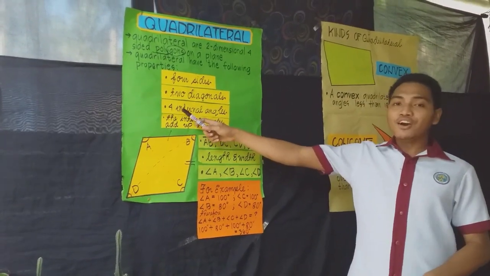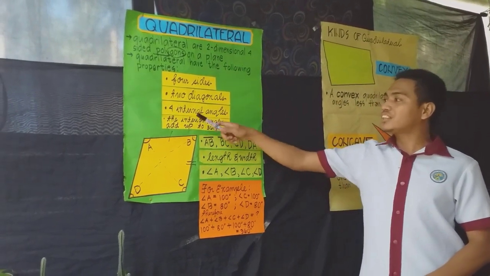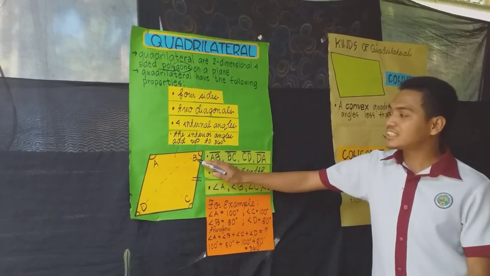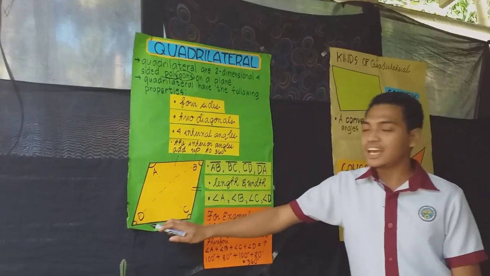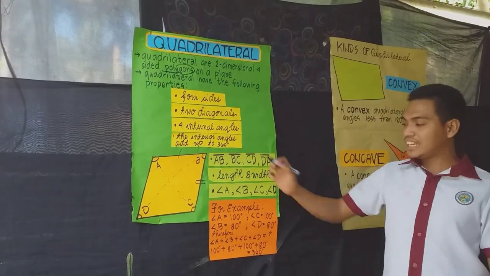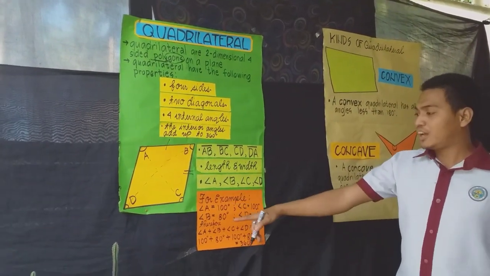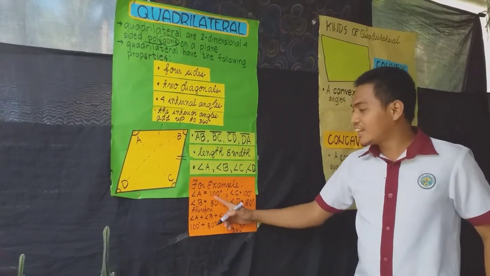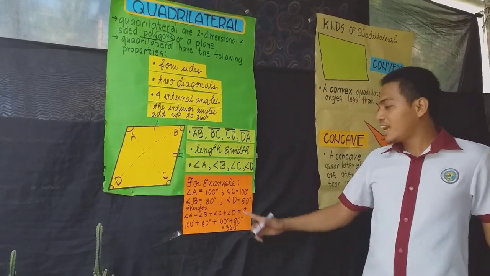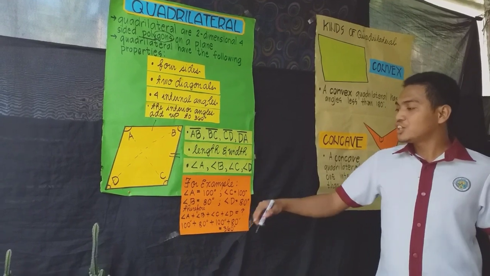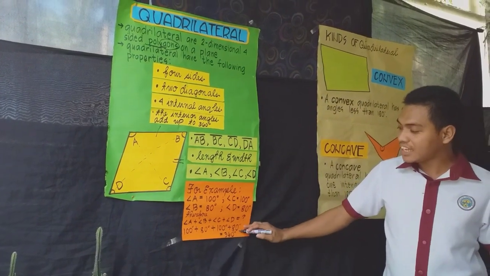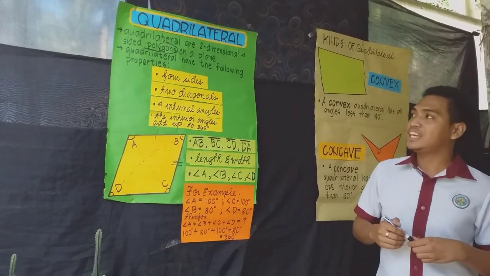And a quadrilateral has 4 internal angles. This is angle A, angle B, angle C, and angle D. The interior angles add up to 360. For example, angle A is equal to 100 degrees, angle B is equal to 80 degrees, angle C is equal to 100 degrees, and angle D is equal to 80 degrees. When we add all of the angles, 100 plus 80 plus 100 plus 80 is equal to 360.